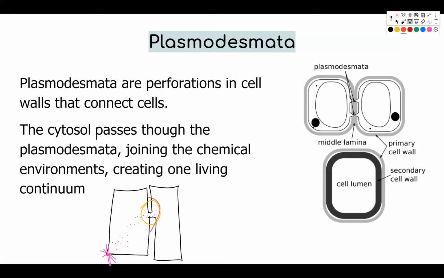That is our plasmodesmata. And again, that will go through our primary and secondary cell walls. Questions here?